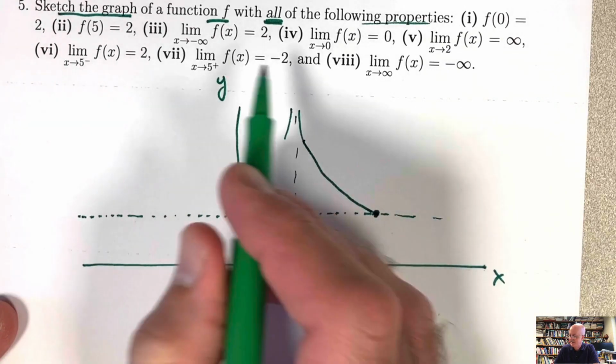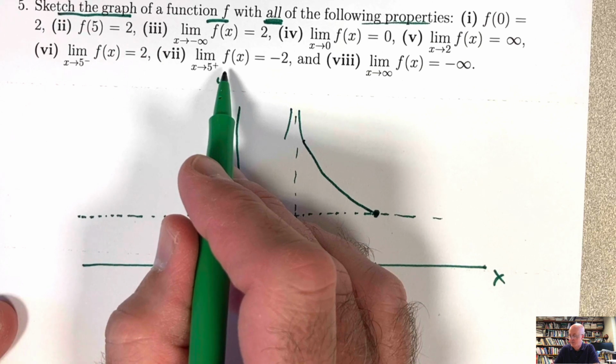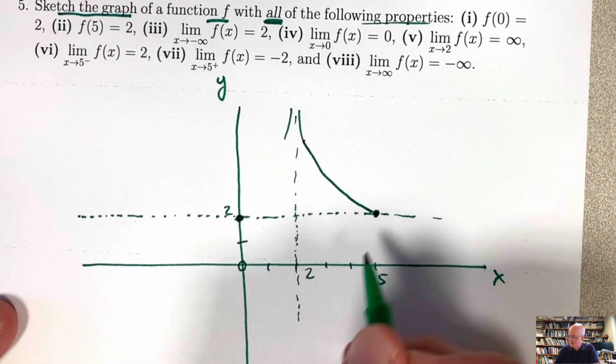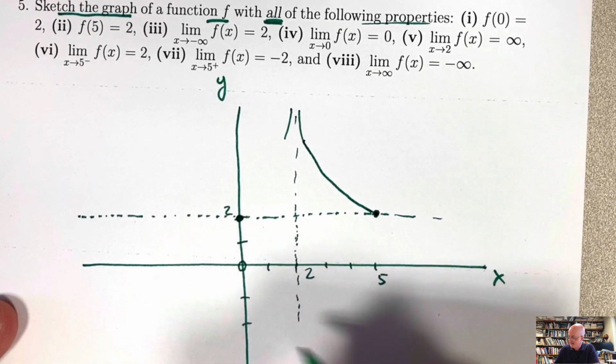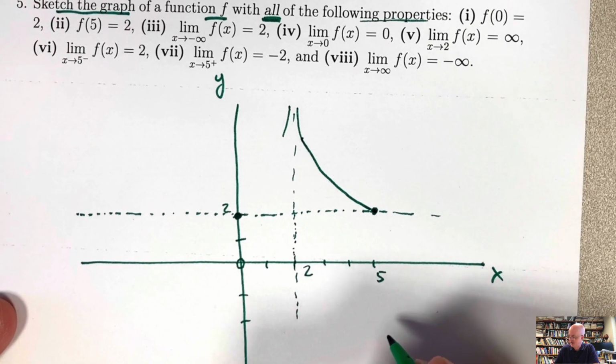All right. The limit as x approaches 5 from the right is negative 2, not positive 2. It's not right continuous at 5. I'm going to draw an open circle down here. It's not part of the graph, but I'm just emphasizing it's going to approach that. Okay, should I draw it like this or this?